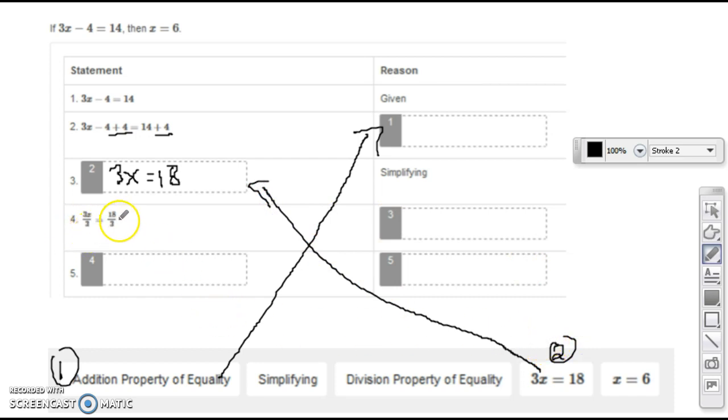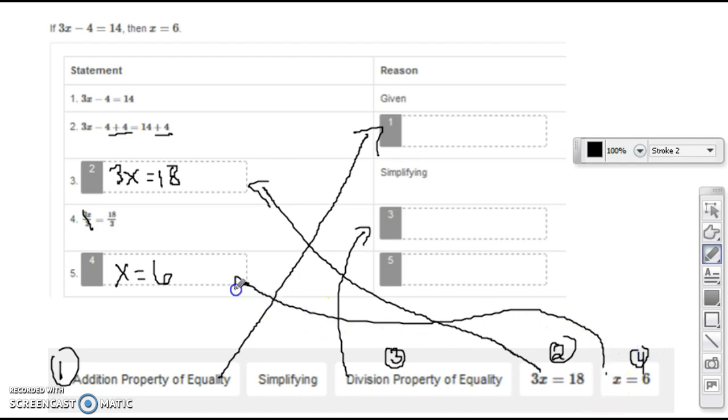And then they divided each side by 3 and it asked for the justification. Well, that's the division property. And then over here, we can go ahead and do this. 3 divided by 3 is just x. 18 divided by 3 is 6. So that would go in that fourth blank. x equals 6. Wow, these arrows are getting confusing. And the justification for that was that we simplified it. So those should be your blanks.